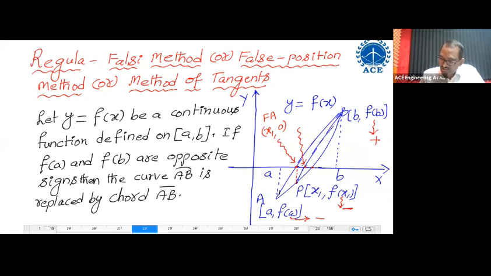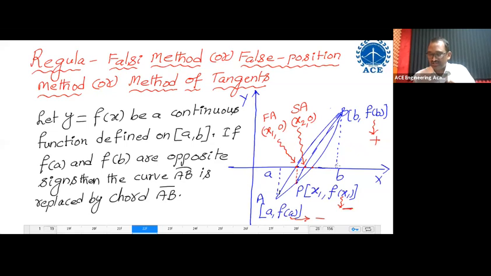Let this point be x2. x1 was already completed, so on the x-axis the y coordinate is 0. So this is the second approximation. Look here, A and B are the initial approximations. Initially, f of A and f of B are of opposite signs, so the root lies between A and B.